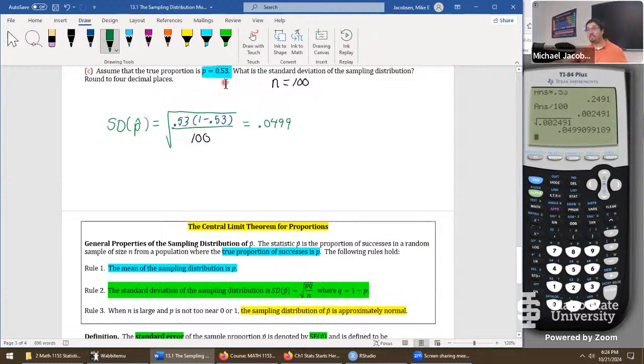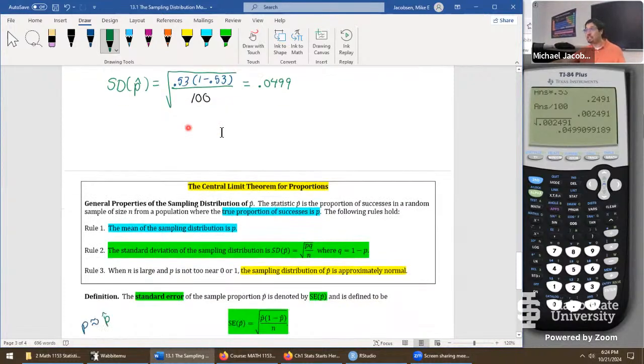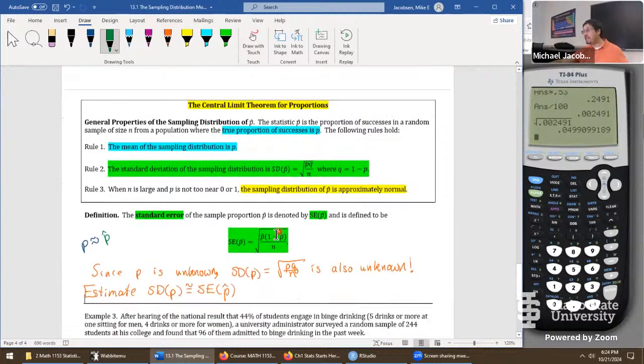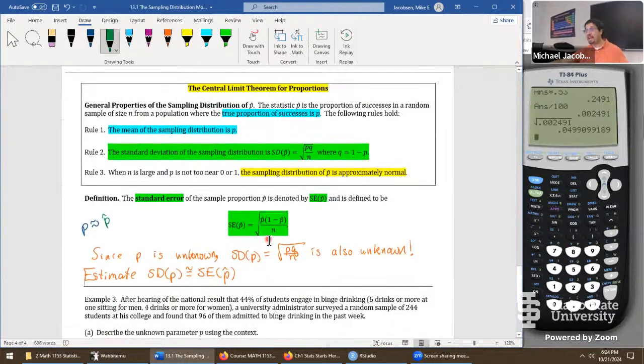The study said that the value was 0.53. That was just their p hat in the study. When we plugged this in, we were really calculating the standard error right here of p hat. But any questions at the moment, folks, with these ideas? Okay, so the standard error is just an estimate of the true standard deviation.